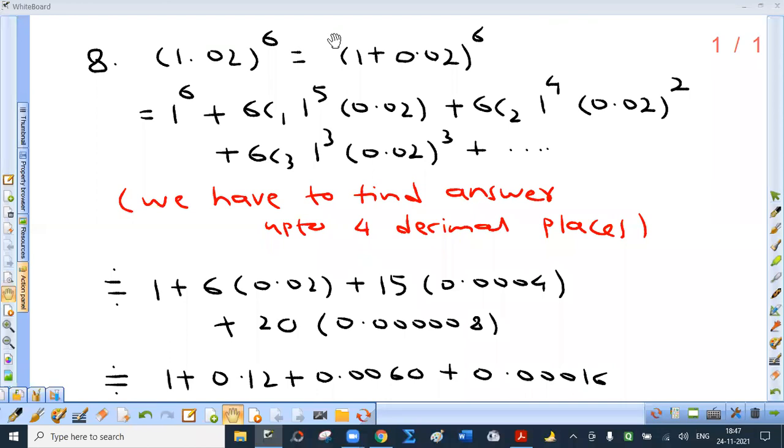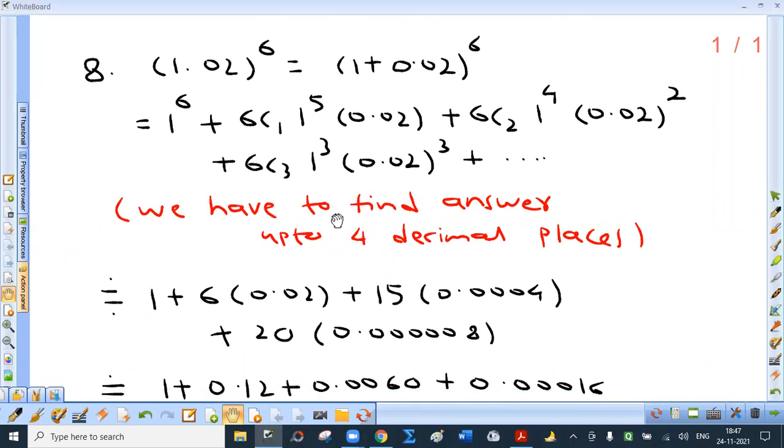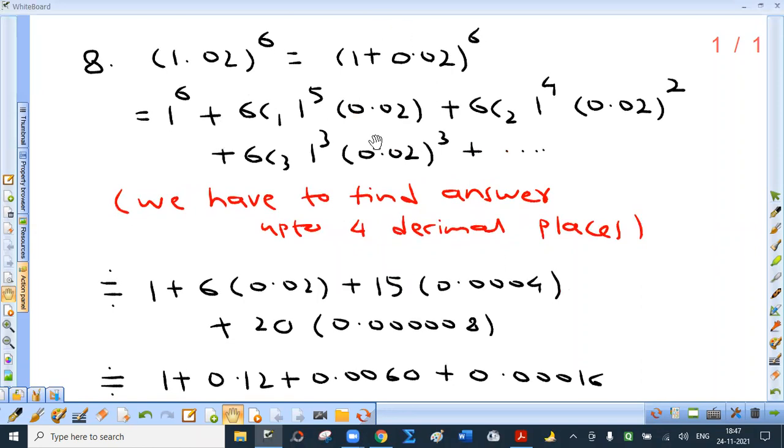Sum number 8. Find the value of 1.02 raised to 6, correct up to 4 places of decimal. Now 1.02 is (1 plus 0.02) raised to 6. Okay. Now use binomial theorem.